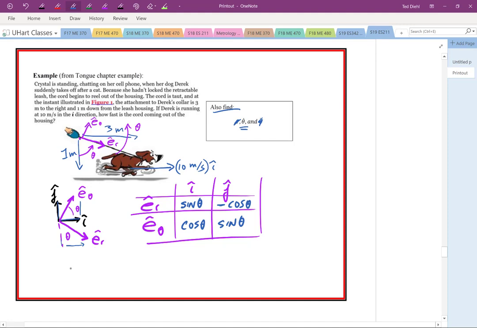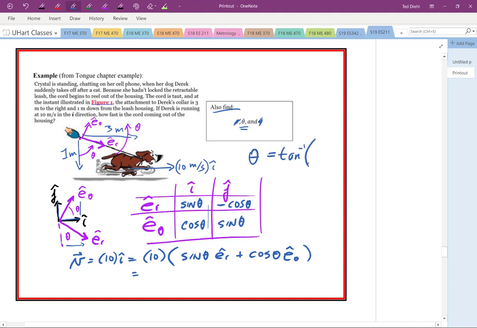So if we want to write V, originally it's going to be 10I. If we want instead to turn that 10I into ER and E theta, we could say that it's going to be 10 times the sine theta ER plus cosine theta E theta. There, right? So we're going down in a column to get terms of ER and E theta. And by the way, this theta is going to be the inverse tangent of 3, because 3 is the opposite from that angle, divided by 1. And so we end up finding that it's like 71.57 degrees.